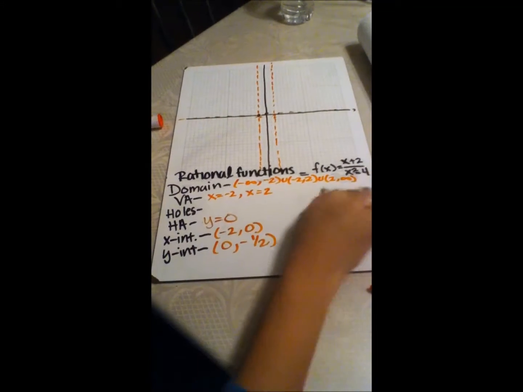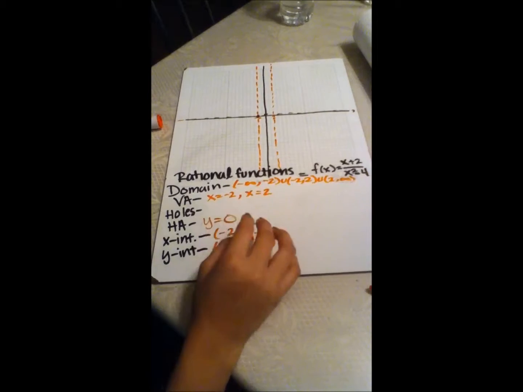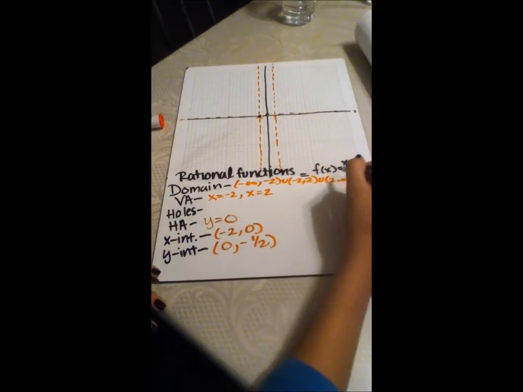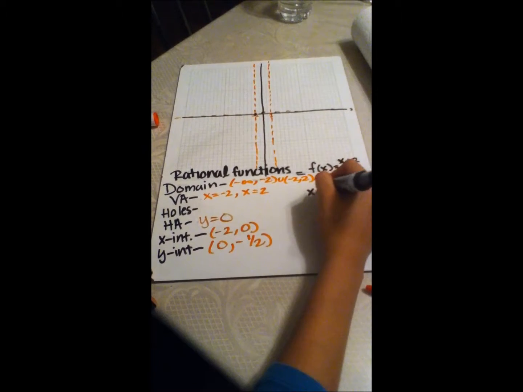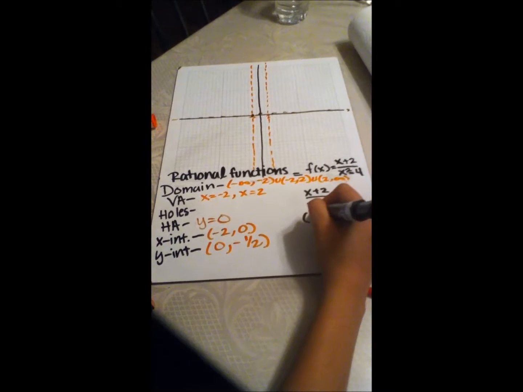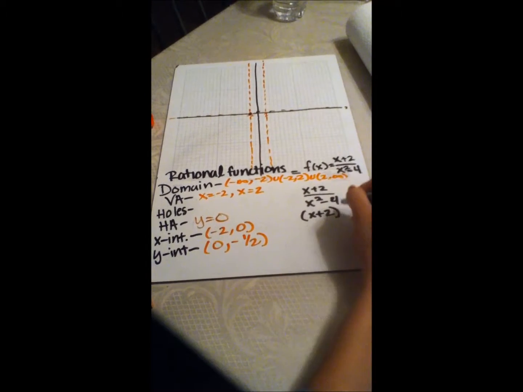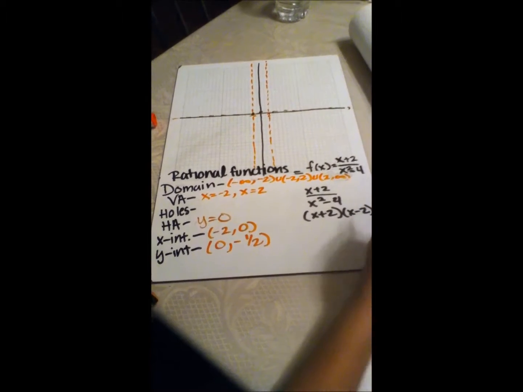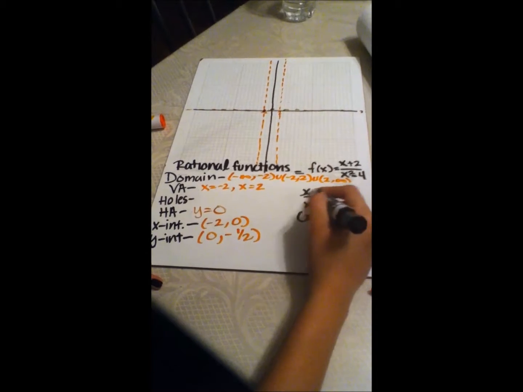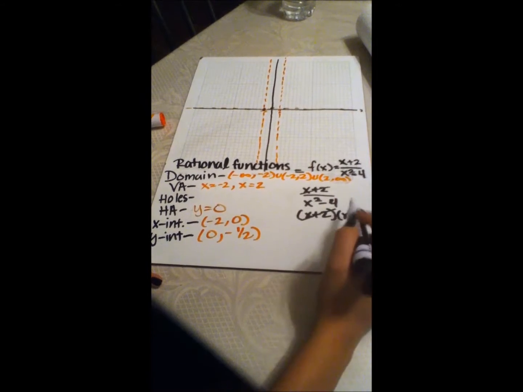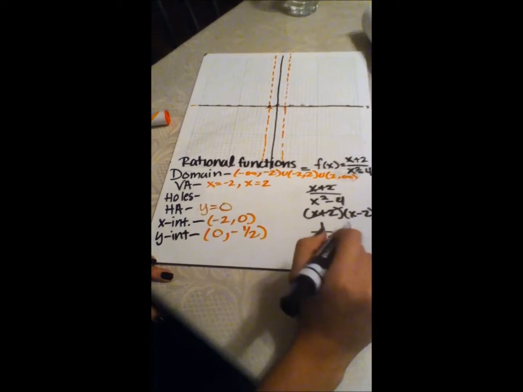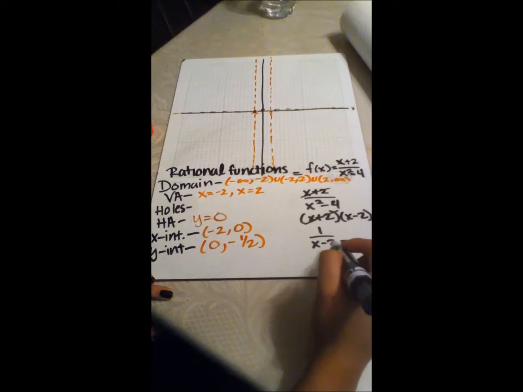Okay. Now we can start looking for our holes. For our holes, as we factored earlier, x plus 2 over x to the power of 2 minus 4, we factor it to x plus 2 and x minus 2. As you can see, when you factor, there are these two factors that are the same, so you have to cancel them out, which leaves you with 1 over x minus 2. So this will be the remaining function.